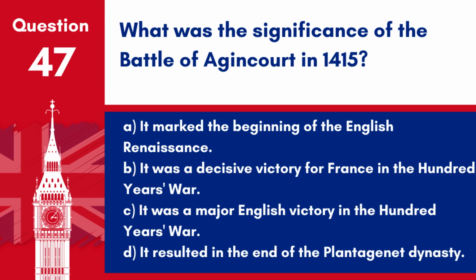Question 47. What was the significance of the Battle of Agincourt in 1415? A. It marked the beginning of the English Renaissance. B. It was a decisive victory for France in the 100 Years' War. C. It was a major English victory in the 100 Years' War. D. It resulted in the end of the Plantagenet dynasty. Answer. C. It was a major English victory in the 100 Years' War. The Battle of Agincourt, fought on St. Crispin's Day, is celebrated for the English longbowmen's role in securing a victory against a numerically superior French army.